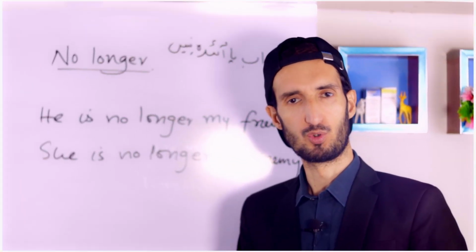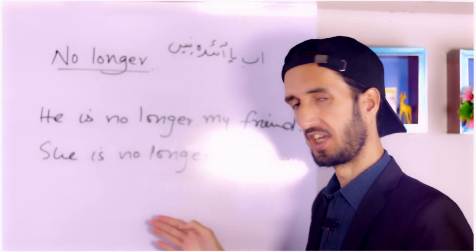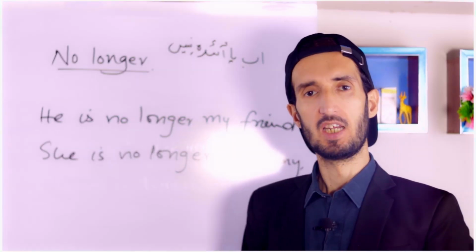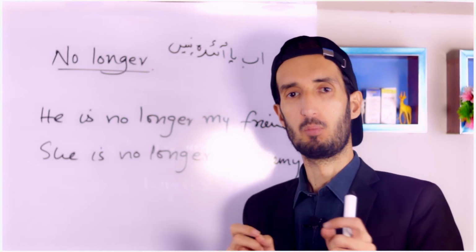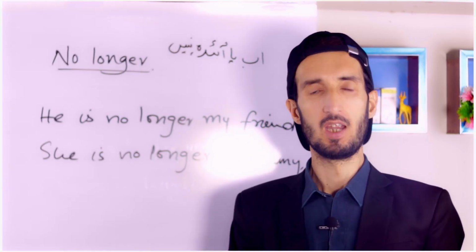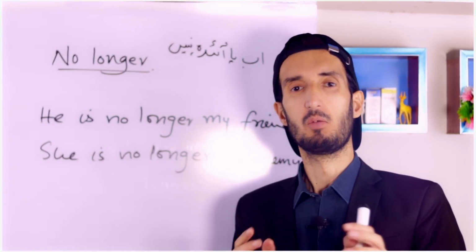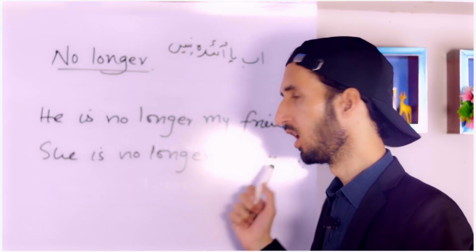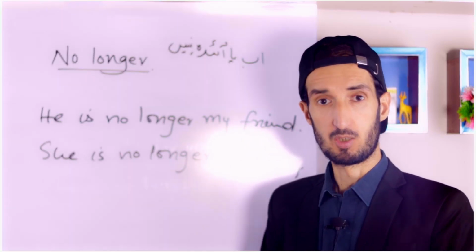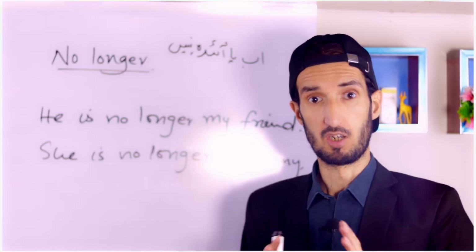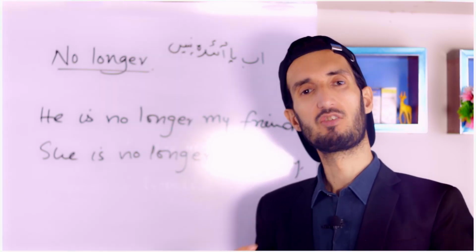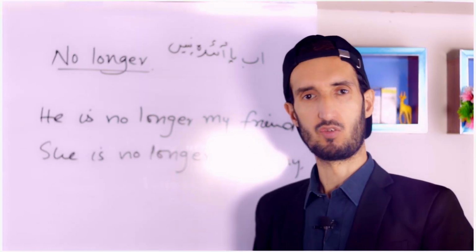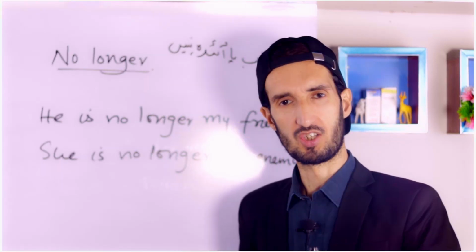Second thing, we can also use it in a condition, as I've used here. For example, he is no longer my friend. It means he used to be my friend, but now he is not my friend. It means he used to be my friend, but not anymore. And the second one, she is no longer my enemy. It means she used to be my enemy, but now she is not. So that is how you can create a lot of sentences with this tense as well as with the rest of the tenses.